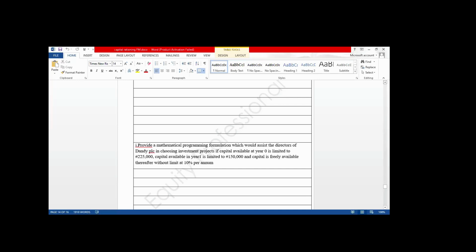Hard capital rationing is a situation where there is real shortage of fund. The company does not have fund to finance positive net present value projects, and the company cannot obtain fund from external sources. That is hard capital rationing.